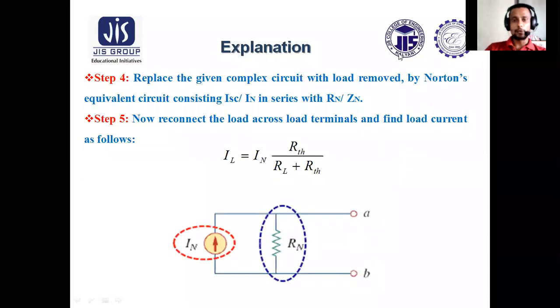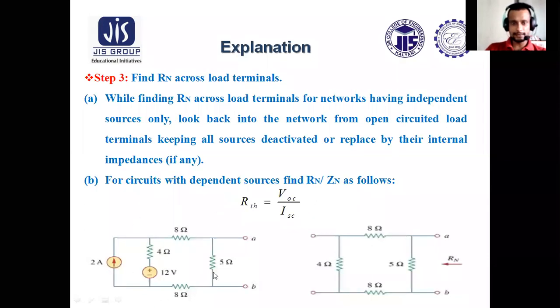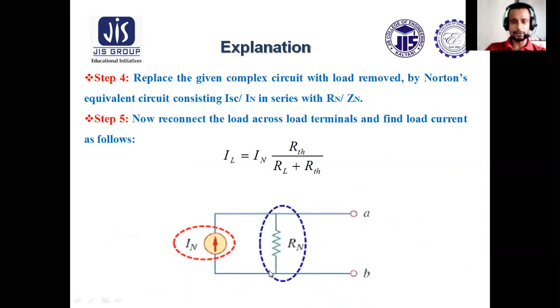Okay. Now, as I said, why do we need to find ISC or IN? Why did we find Rn? Because the given complex circuit can be represented by this Norton's equivalent circuit. This is the simplest one. This Norton's equivalent circuit should consist of a current source of IN magnitude with parallel resistance Rn.